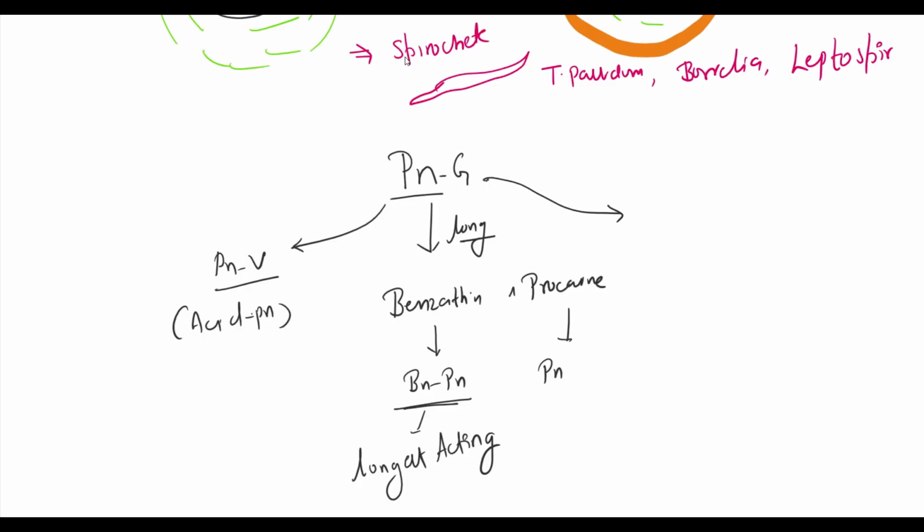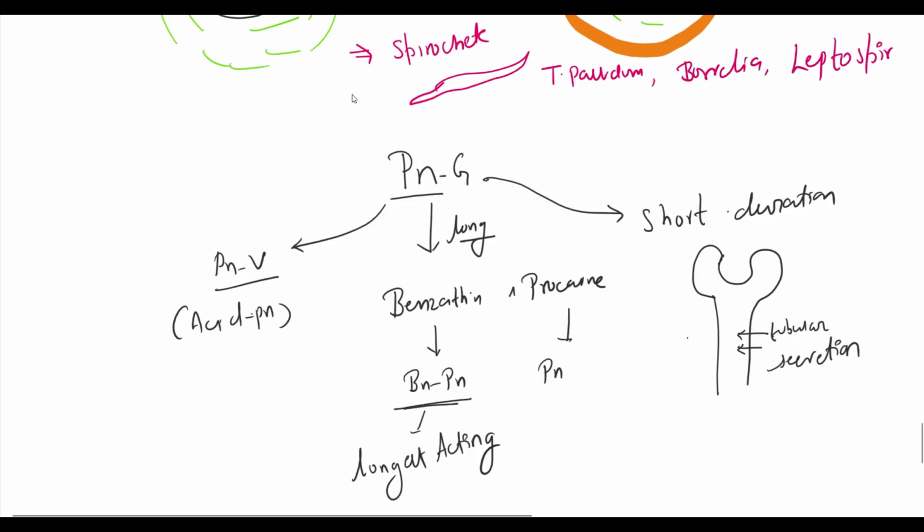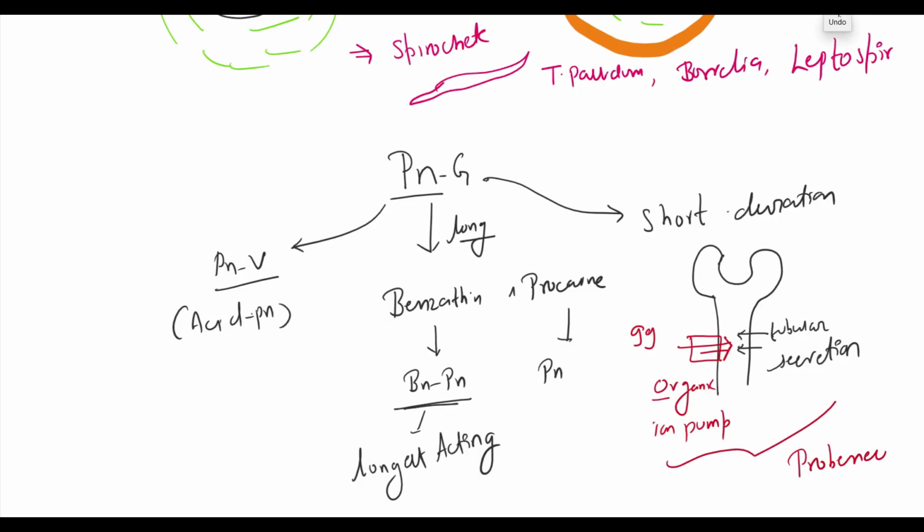One limitation of penicillin is its short duration of action due to its excretion in the kidney by tubular secretion, which is accomplished by the action of the organic ion pump. 99% of penicillin is secreted by this organic pump into the renal tubule. To overcome this, we give penicillin along with probenecid. Probenecid saturates this organic pump, resulting in decreased tubular secretion of penicillin and increased duration of action.